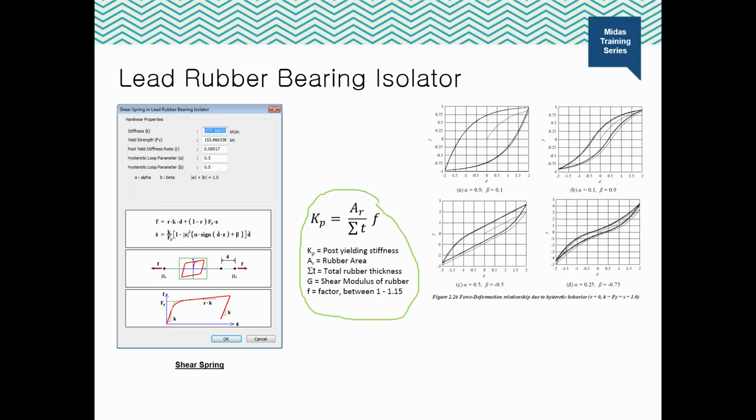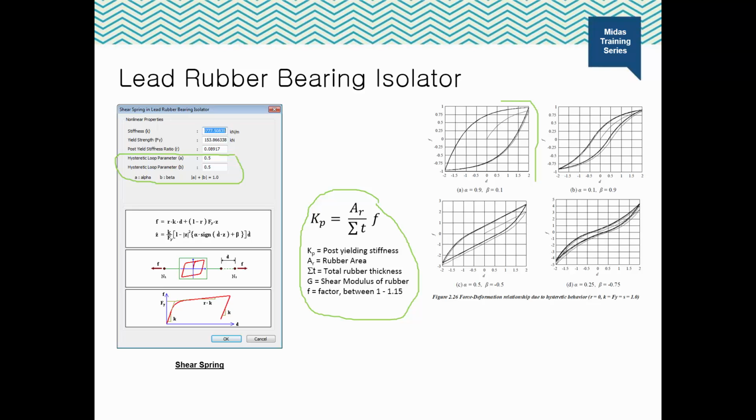If you try to explore the input that we need to provide about the lead rubber bearing in Midas Gen, then you will see that we have to provide the hysteresis loop parameters A and B. We can easily compare the shape of the hysteresis loop for different values of A and B from these four figures.